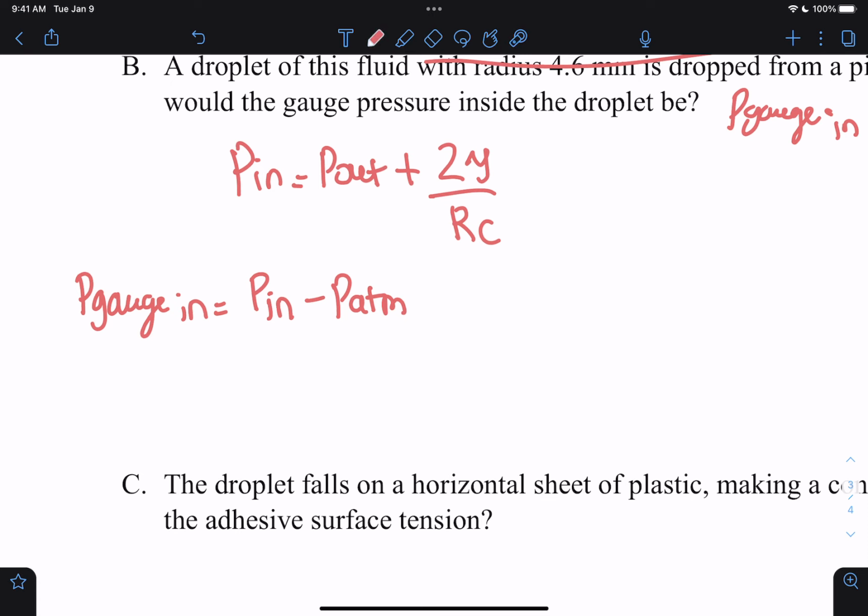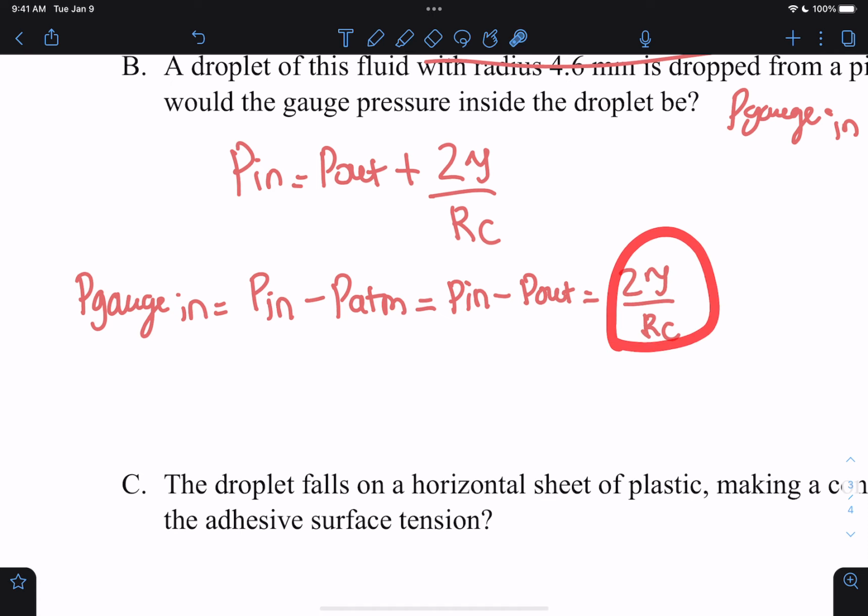Now, the way that's set up, if this P in minus P atmosphere is also equal to P in minus P out, given that out is atmospheric pressure, then we can just say that this is equal to 2 times the surface tension divided by your radius of curvature, right? This will directly give you the gauge pressure on the inside.